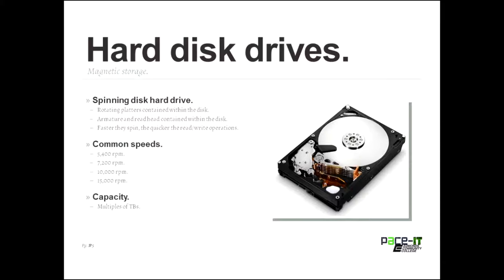Speaking about spin rates, there were four common spin rates for hard disk drives: 5,400 RPMs, 7,200 RPMs, 10,000 RPMs, and 15,000 RPMs. Used to be back in the day that a 10,000 or 15,000 RPM disk drive only came with a SCSI interface. That's not true anymore.